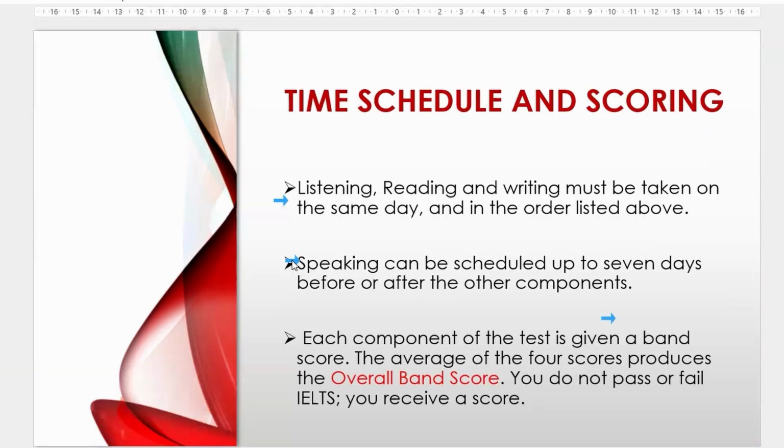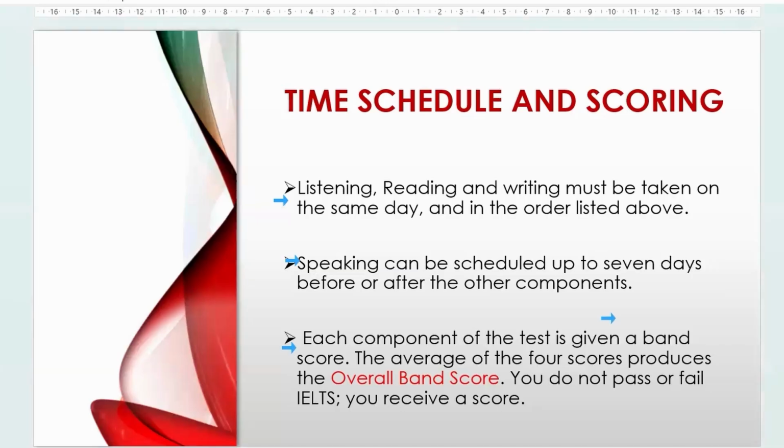Talking about the scoring criteria, the IELTS score goes between 0 to 9 bands. Each component of the test is given a band. The average of the four scores produces the overall band score that goes 0 to 9. In terms of the scoring parameter of IELTS, generally we do not fail or pass. We get a lump sum score.